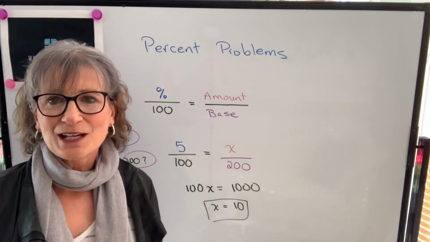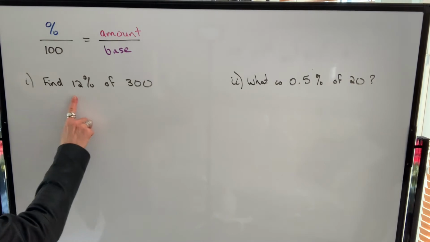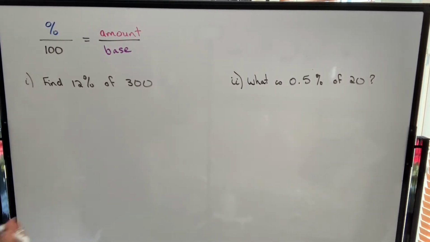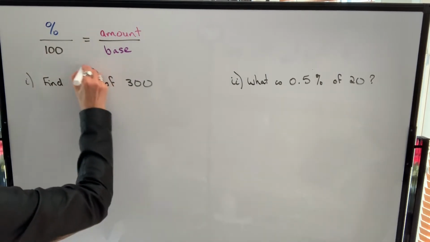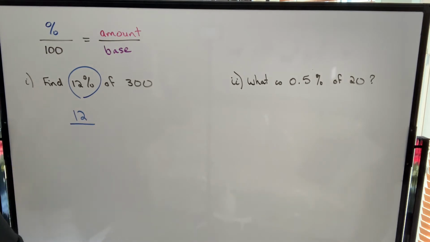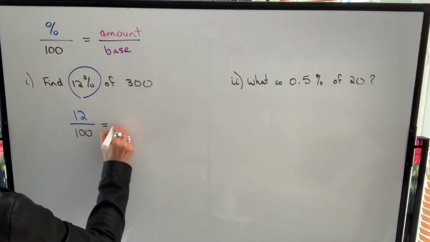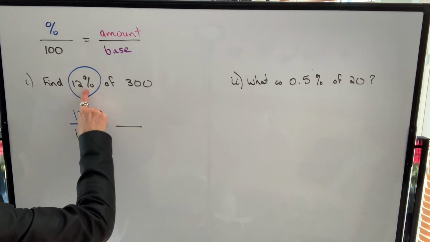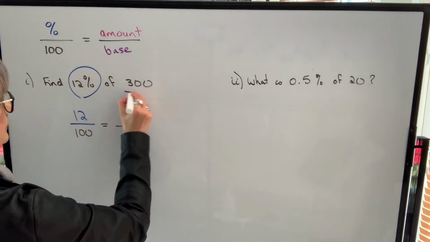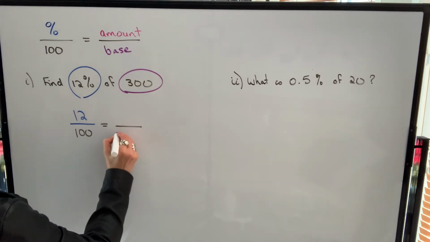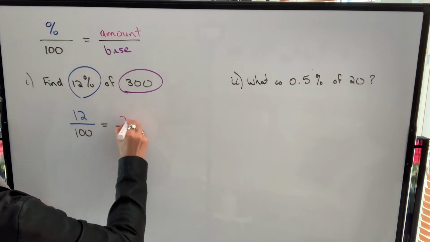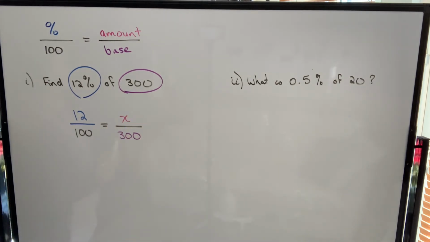Let's take a look at some more examples. In our first example, we have find 12% of 300. The percent goes over 100. So we've got 12, and we're going to put that over 100. It says find 12% of 300. Of is the base. So that goes in the denominator. The thing we don't know is the amount. What amount is 12% of 300?